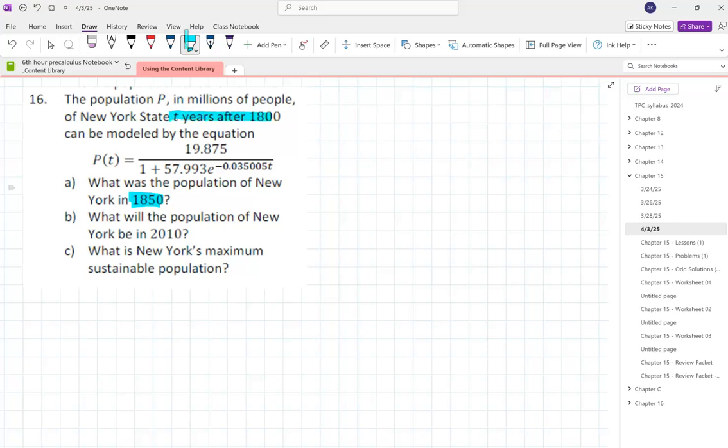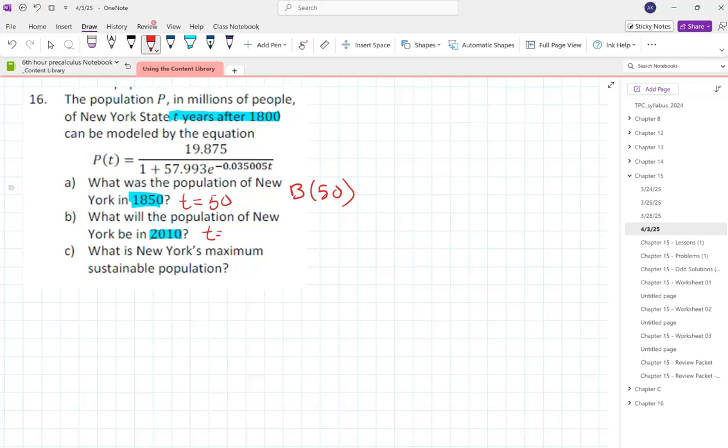I know that T is the years after 1800. So what is the T that I'm going to be plugging in then? 50. So into my calculator, I'm just going to do P of T. I'm just going to plug 50 in for T and press enter. Is that okay, Nicole? Yeah. Okay. Part B asks for the population in 2010. So what is the T going to be for 2010?